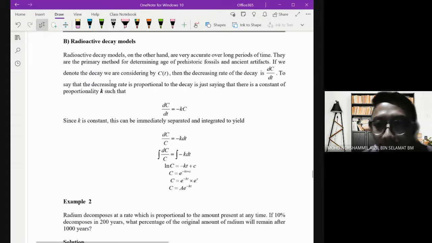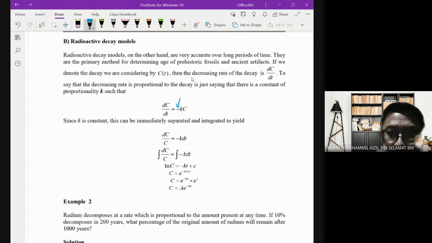Okay. Right. So take a look at the next case. In this case we are dealing with radioactive decay models. So what does it mean? Decay ni maksudnya dia berkurang. Radioactive tu dia berkurang. So saya tak nak cerita banyak, dia berkurang, that's why negative, because it's decreasing.